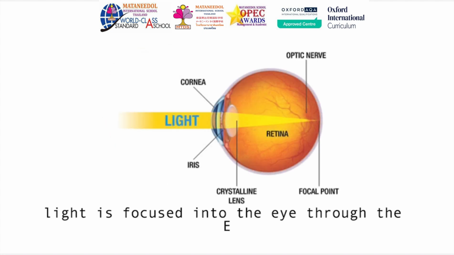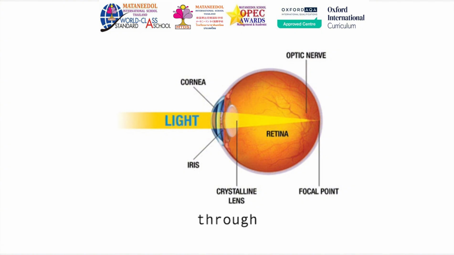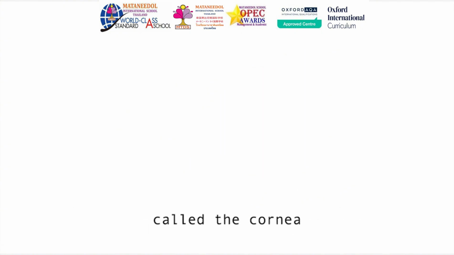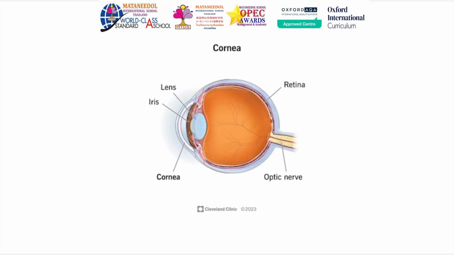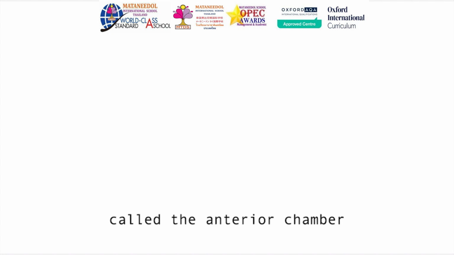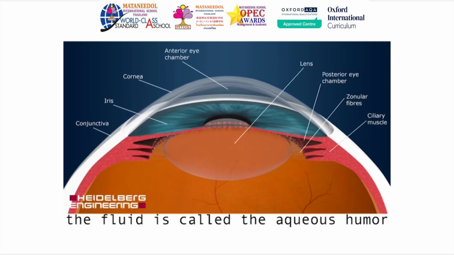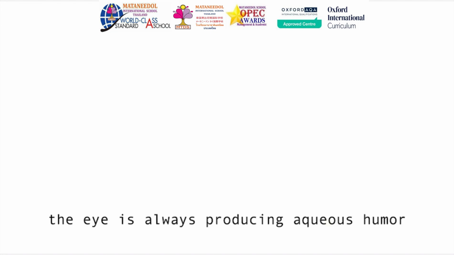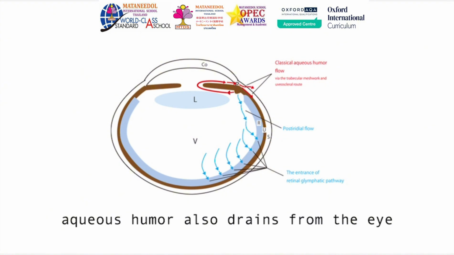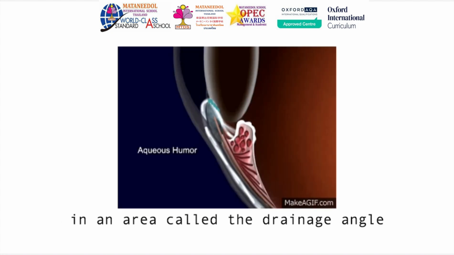Light is focused into the eye through the clear, dome-shaped front portion of the eye called the cornea. Behind the cornea is a fluid-filled space called the anterior chamber. The fluid is called the aqueous humor. The eye is always producing aqueous humor. To maintain a constant eye pressure, aqueous humor also drains from the eye in an area called the drainage angle.